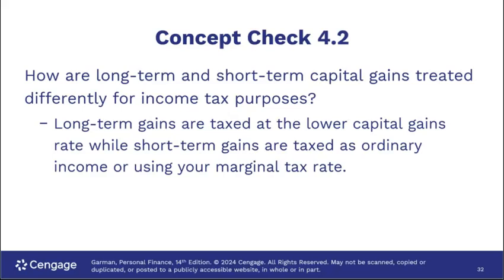You pay 15%, and it's different for married and single individuals as well. Anyway, long-term capital gains, anything you've held for over a year, is a long-term capital gain. So that goes to 20% if your income reaches a certain level. But long-term gains are taxed at a lower capital gains rate, while short-term capital gains, items you've held for a year or less, are taxed as ordinary income using your marginal tax rate.